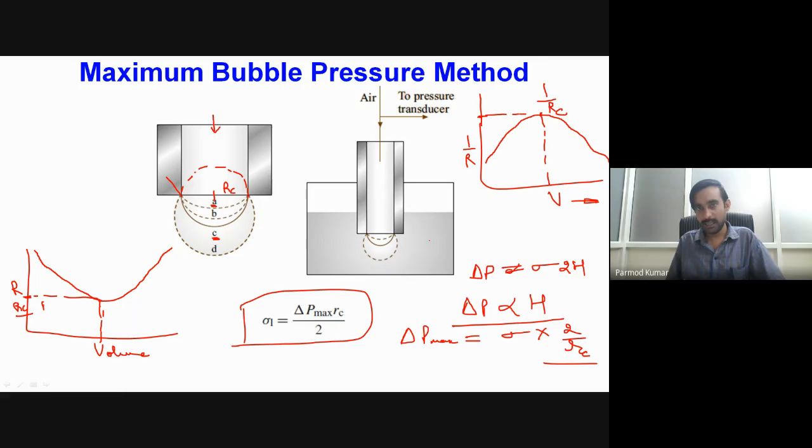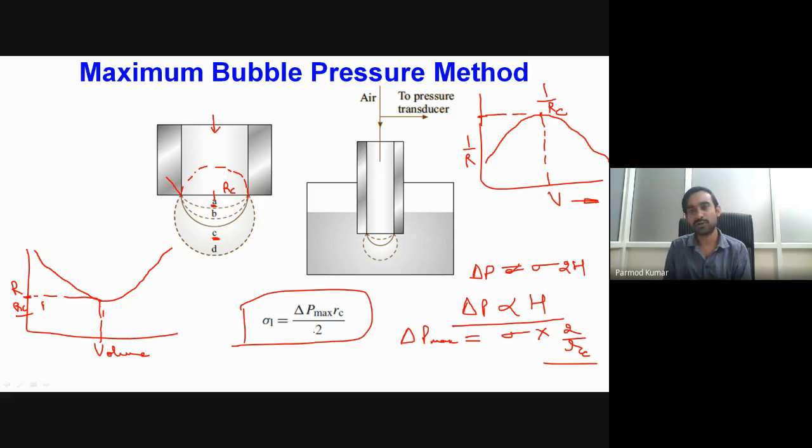Okay, and what will be happening is we will be plotting the pressure profile, and whatever the maximum value of pressure we get, corresponding to that we will be considering the radius of curvature as equal to RC, and we will be finding the value of surface tension. Okay, so this is a very simple method for determining the value of the surface tension.